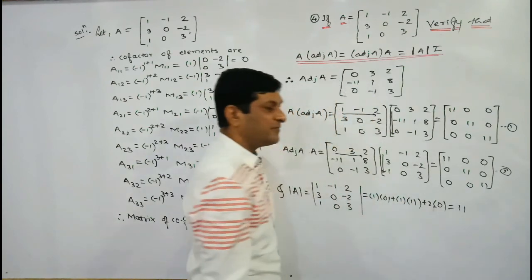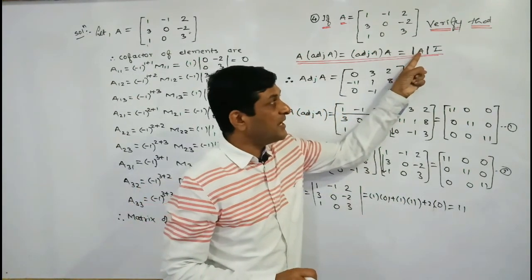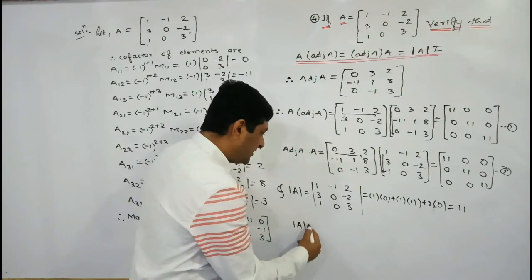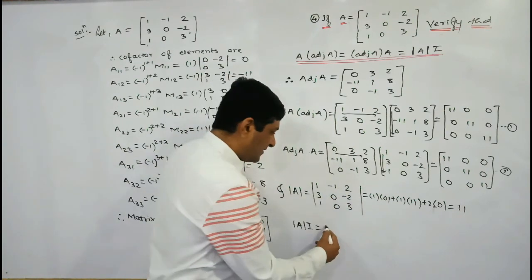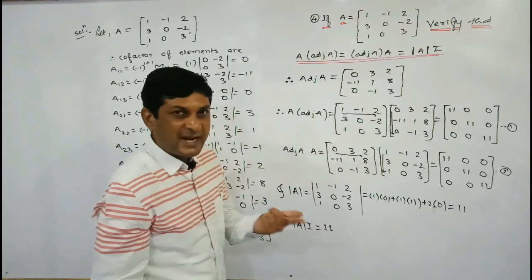means value of determinant will be equals to what? 11. Now I am multiplying by determinant of A to identity matrix. So determinant of A into I will be equals to, what is the value of determinant? 11. Value of determinant will be equal to what? 11. And I means identity matrix.